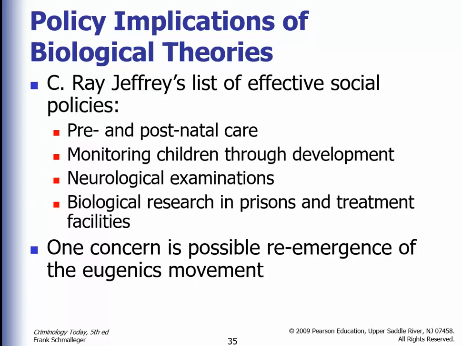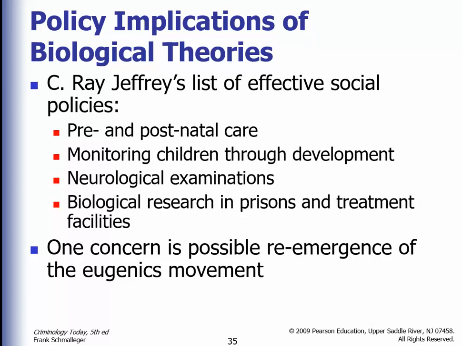C. Ray Jeffrey talks about some social policies that we could put in place that might help deal with some of the biological issues, like pre- and postnatal care. You have people growing up in societies where maybe they're not getting proper food, the mother during childbirth not getting proper food, child after birth is not getting proper diet, care, or whatever. If society stepped in and provided pre- and postnatal care, that child might have a better chance. Monitoring children through development, making sure they're getting what they needed, so that some of the biological things that might be based upon diet and other environmental factors that cause biological issues could be prevented.